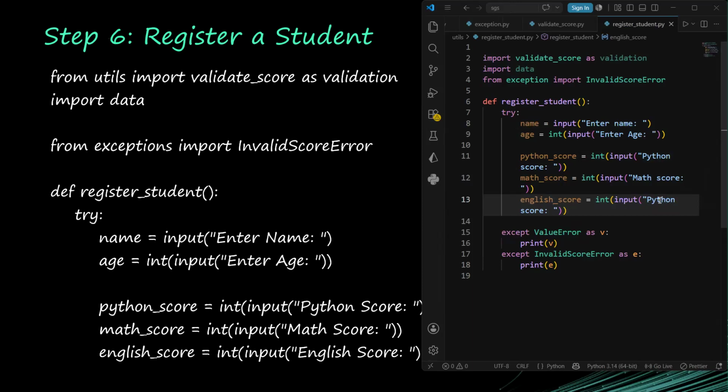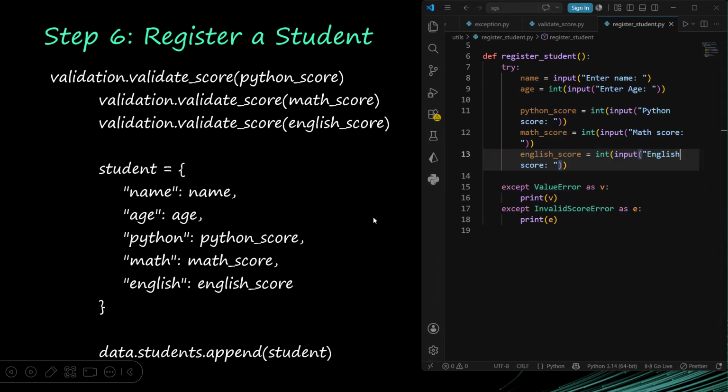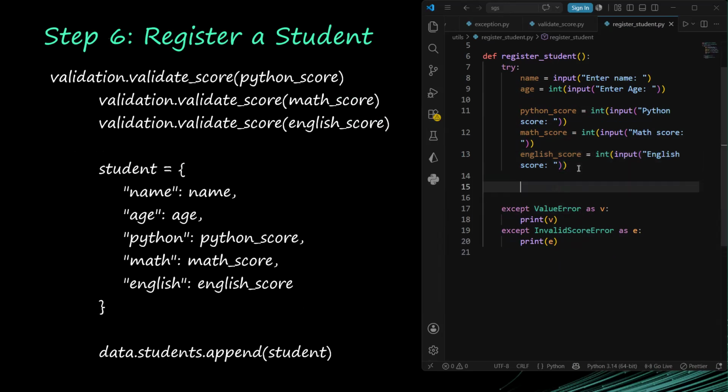Okay, and then this would be English. Okay, so far so good. Our function is getting longer. Now, we need to validate these scores that the users have given us. Remember, if it is less than 0 or greater than 100, we throw an error.